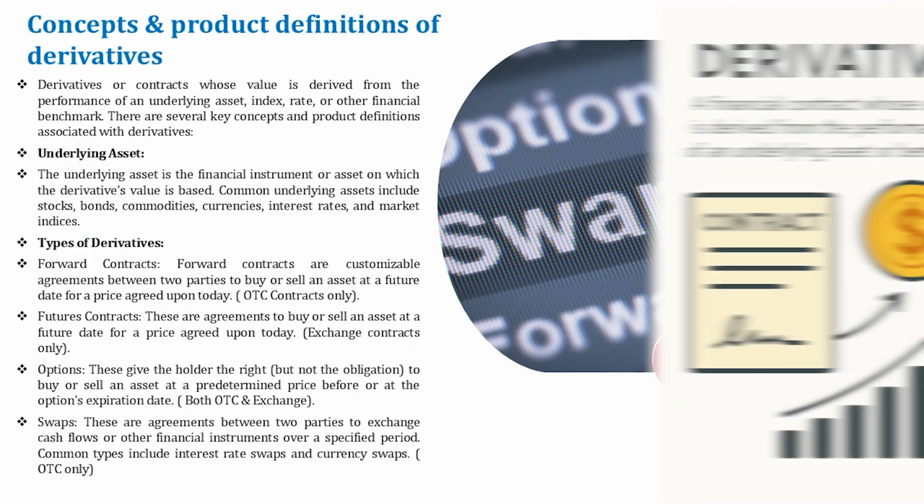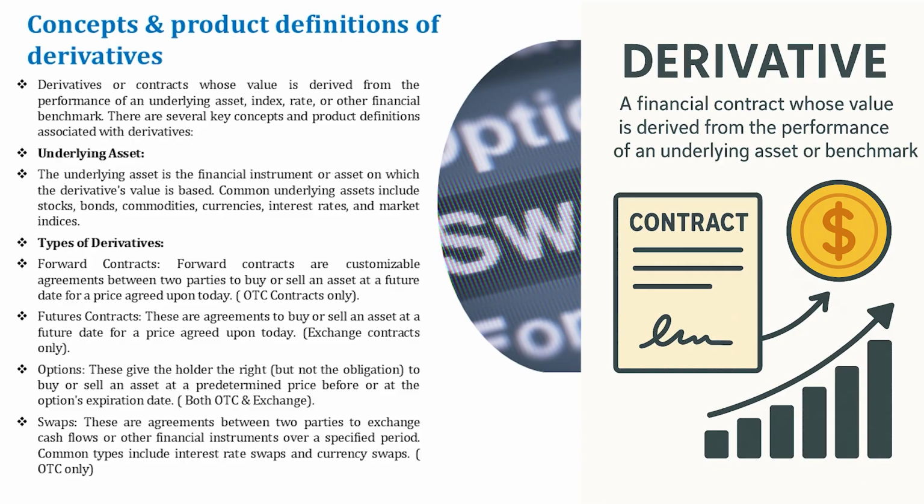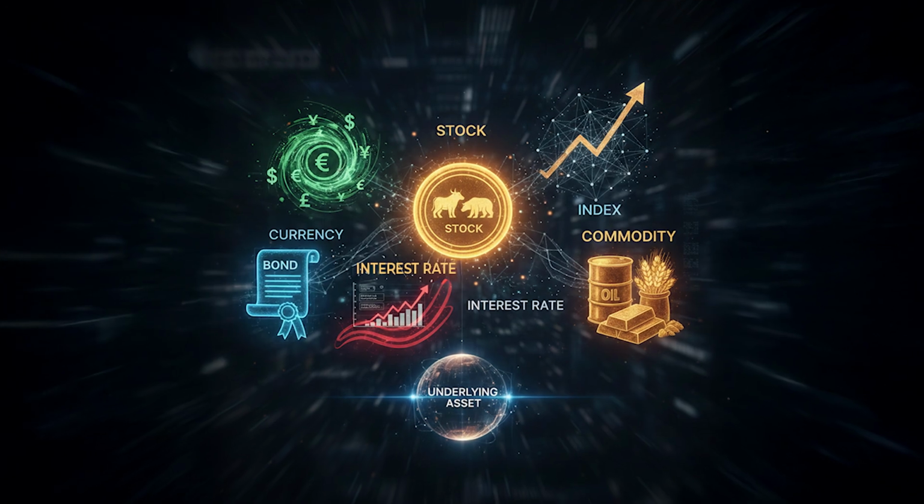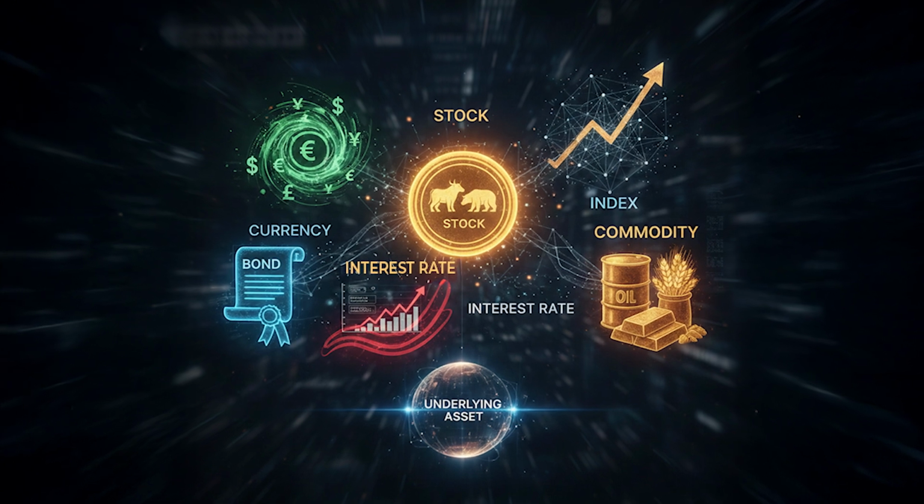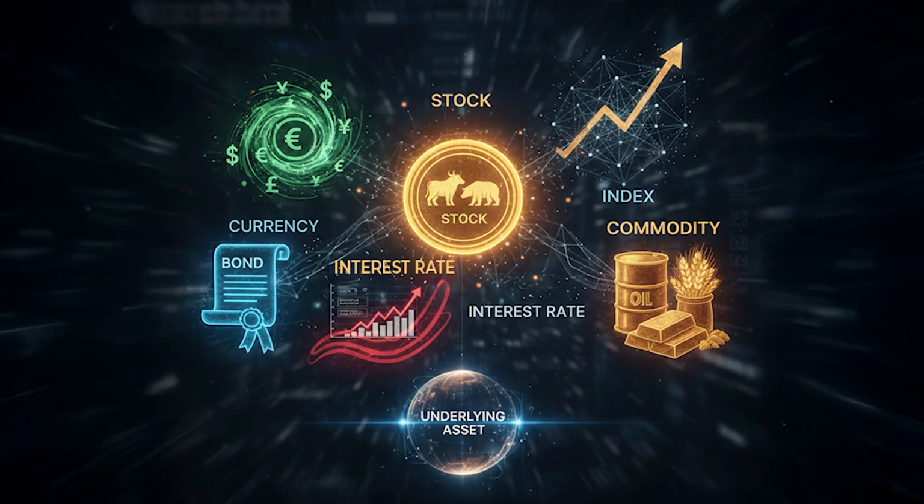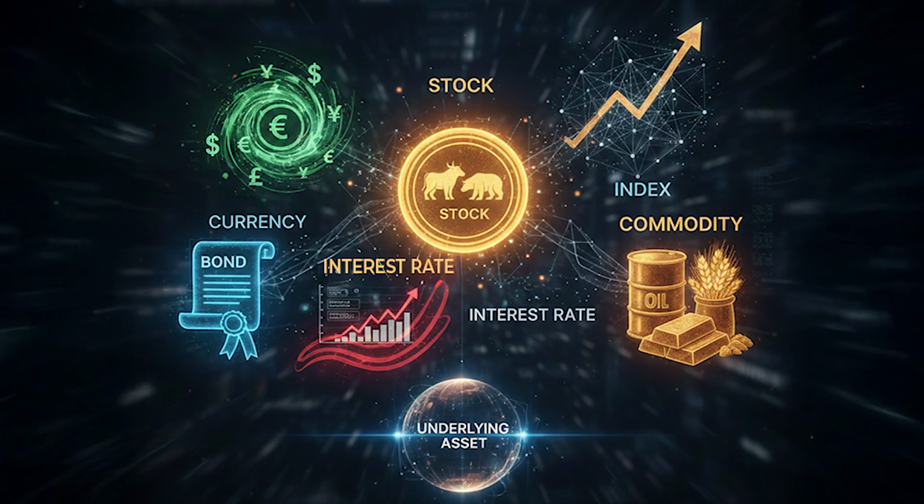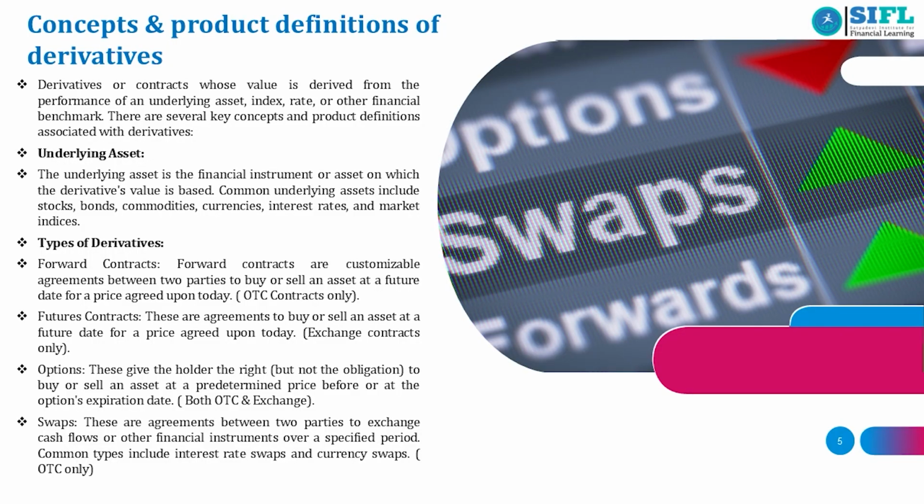A derivative is a financial contract whose value is derived from the performance of an underlying asset or benchmark. This underlying could be a stock, a bond, a currency, an interest rate, a commodity, or even an index. There are four major types of derivatives. Forward contracts. These are tailor-made agreements between two parties to buy or sell an asset in the future at a price fixed today. They are traded over the counter, meaning they are customized but also carry counterparty risk.